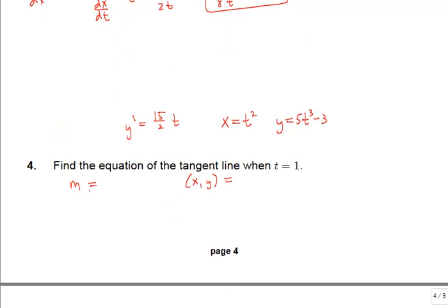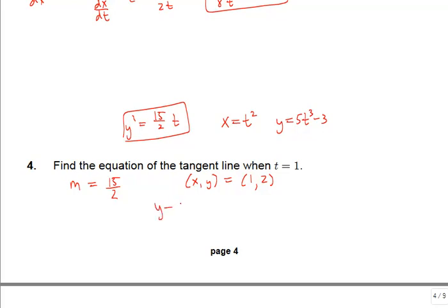So how do I find the slope m when t is 1? Well, here's the derivative at any t. If I plug in 1, that tells me the slope I want to use is 15 halves. How do I find the x and y that correspond to t equaling 1? I just plug in 1 for these t's. Plugging 1 into t squared gives 1 back, so the x coordinate is 1. Plugging 1 into y's formula gives 5 minus 3, which is 2. So the point I want to go through is (1, 2). Now that I know a point and a slope, I'm going to use point-slope form.